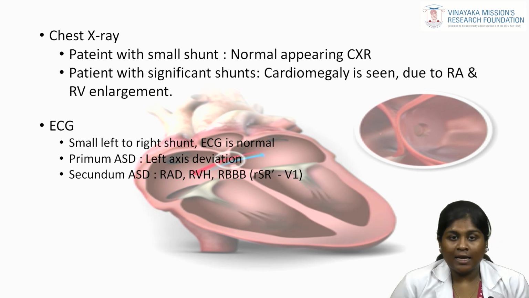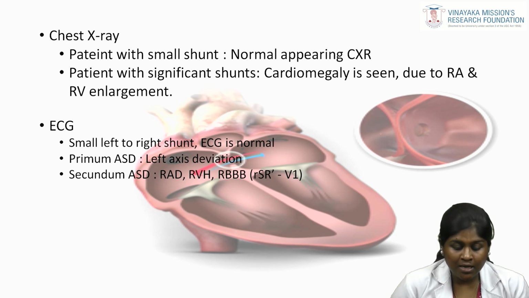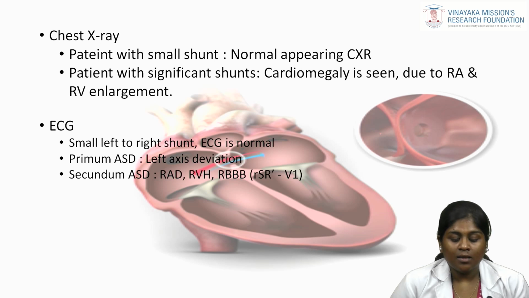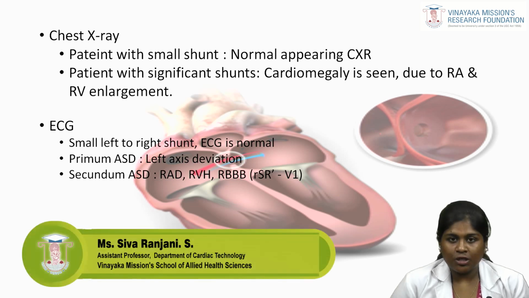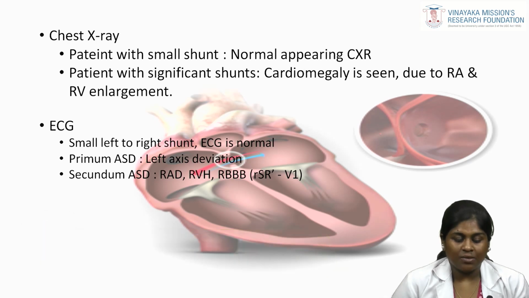So next, in electrocardiogram, a small left to right shunt causes the ECG to be normal. If it is primum ASD, left axis deviation will be present, and if it is ostium secundum ASD, there may be right axis deviation, right ventricular hypertrophy, right bundle branch block, etc. These changes might be seen in ECG with patients of atrial septal defect.